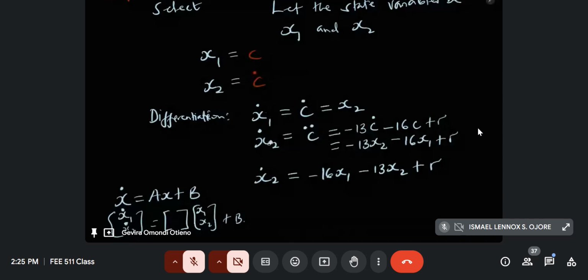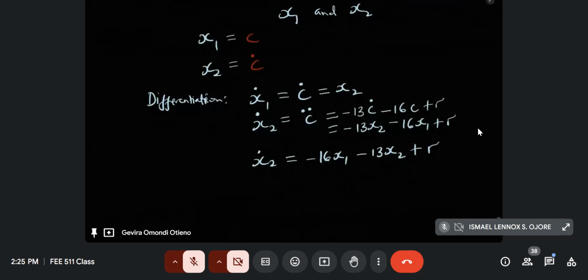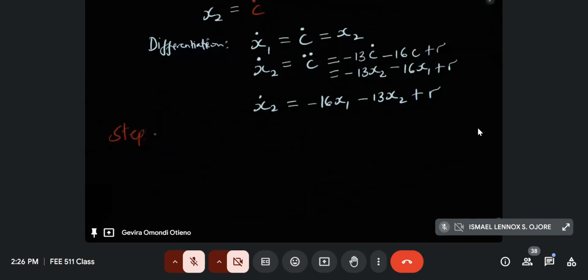So that now I see on the left hand side, I have x1 derivative and x2 derivative. On the right hand side, I also have x1 and x2, and of course the input. So that makes it easy because that's exactly the representation that we have for state equations and also for the output equation. So now once I have done it like this, then you can now write your state equation. So step 3. Very simple step. So let me just write step 3 here.